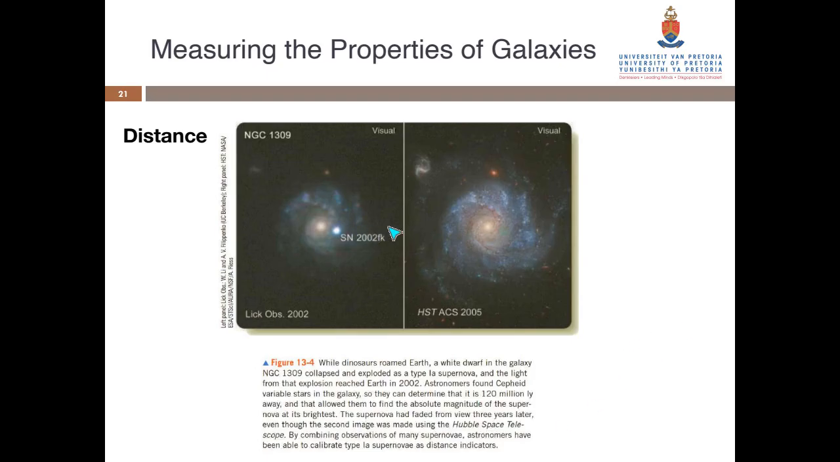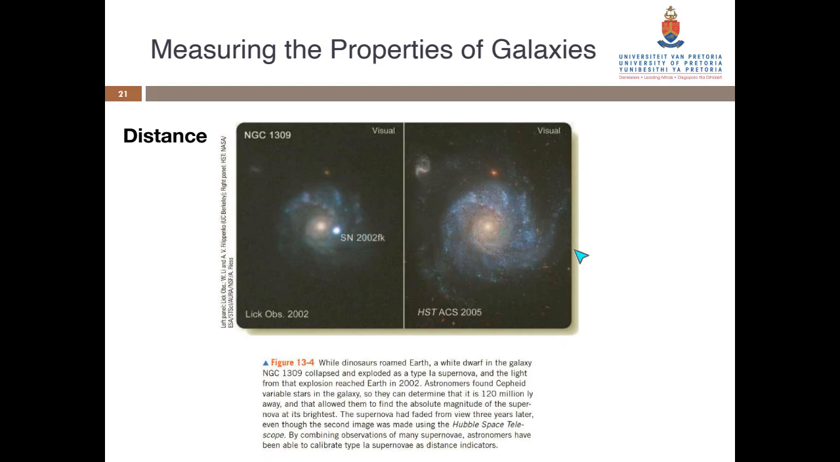In this image, we can see that while dinosaurs roamed Earth, a white dwarf in the galaxy NGC 1309 collapsed and exploded as a type 1a supernova. The light from that explosion reached Earth in 2002. Astronomers found Cepheid variable stars in the galaxy, so they could determine that it is 120 million light years away, and that allowed them to find the absolute magnitude of the supernova at its brightest. The supernova had faded from view 3 years later, even though the second image was made using the Hubble Space Telescope.